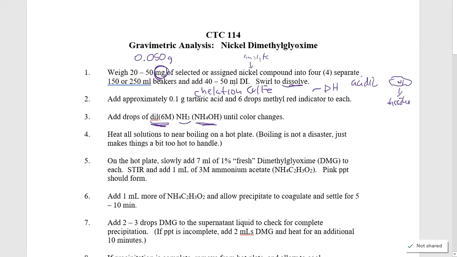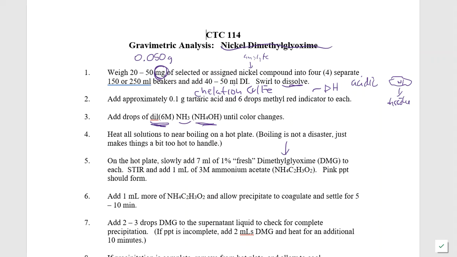Heat all of the solutions near boiling. Don't worry if you boil it, you're just going to have to cool it down. Number 5, on the hot plate, we're then going to add 7 milliliters of a 1% dimethylglyoxime, or DMG. This is our reagent. This reagent's going to go in and grab the nickel and say, hubba hubba, make me a product. And that nickel's madly going to fall in love. And away they go to give me little product babies that we call nickel DMG.